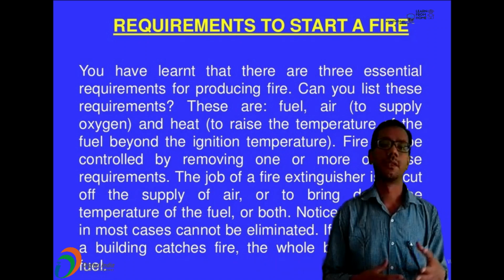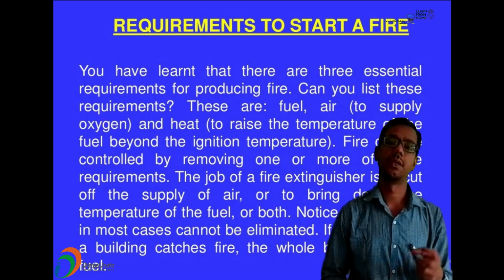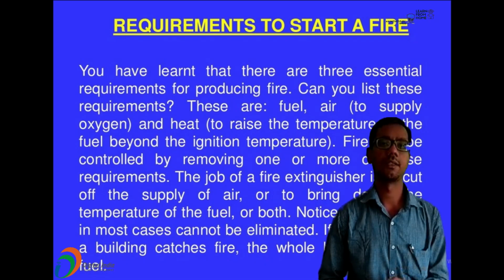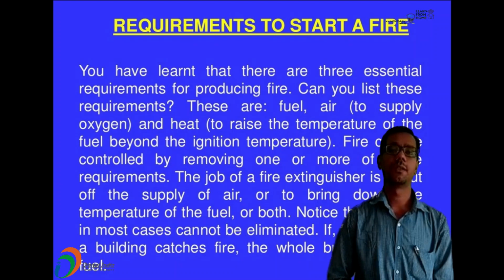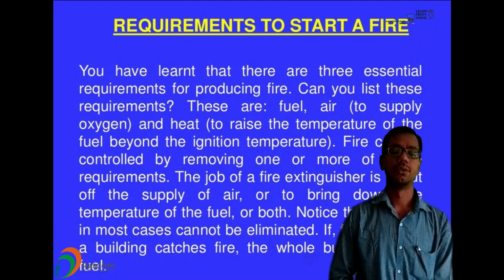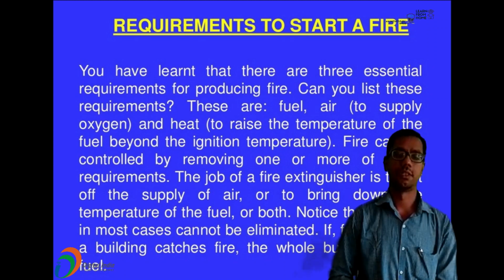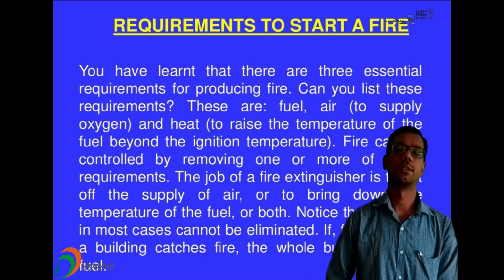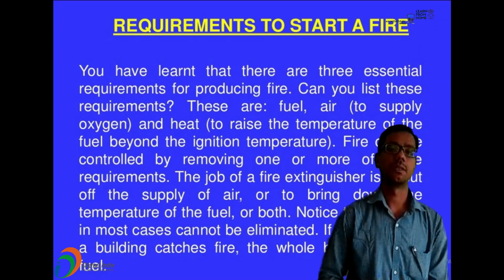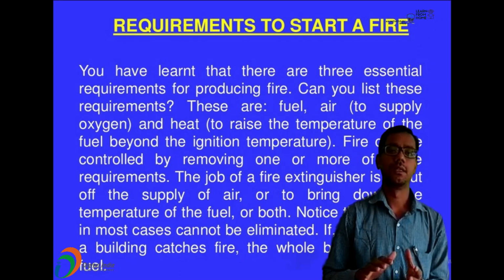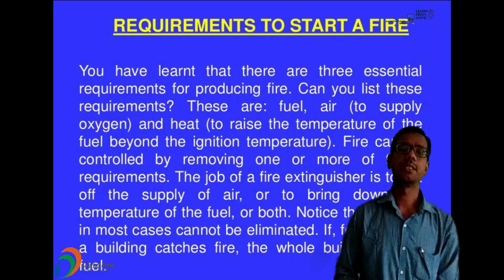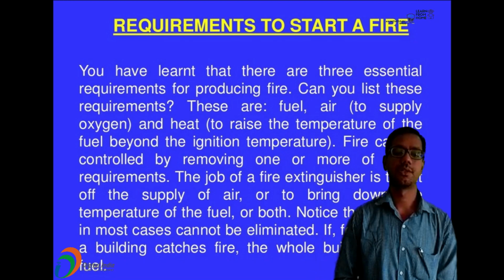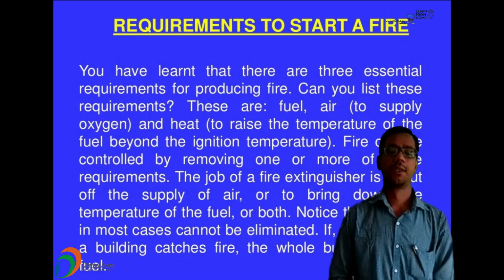If we want to control the fire, you can control any one of the factors mentioned above. The job of a fire extinguisher is to cut off the supply of air or to bring down the temperature of the fuel. In both ways you can control the fire. It means you can cut off the supply of air, and second, you can decrease the temperature of the combustible substance. And notice that the fuel in most cases cannot be eliminated.